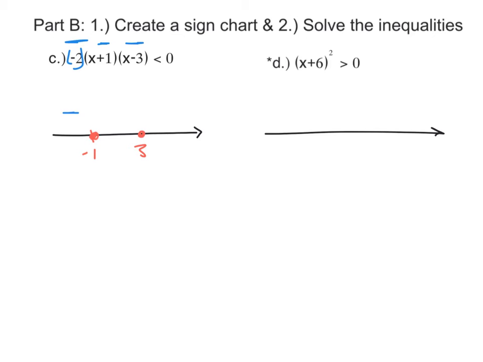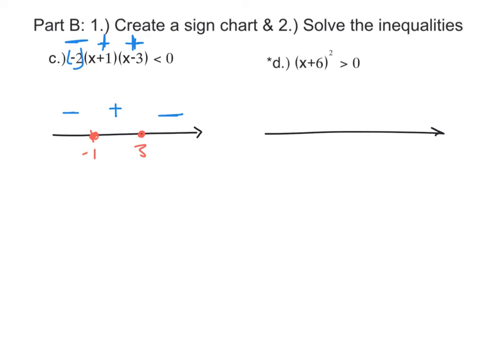When I pick something in between negative 1 and 3, like 0, negative 2 is always negative. 0 plus 1, that's positive, and 0 minus 3 is negative. Now the two negatives will cancel out, and I'll end up with a positive product. Finally, I pick something to the right of 3, like a billion. Negative 2 is always negative, a billion plus 1 is positive, and a billion minus 3 is positive. I'm left with the one extra negative, so this product will be negative.